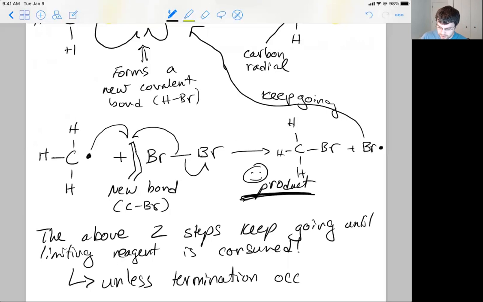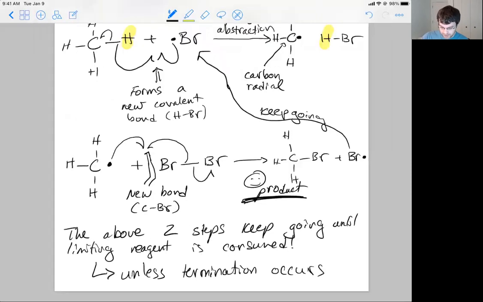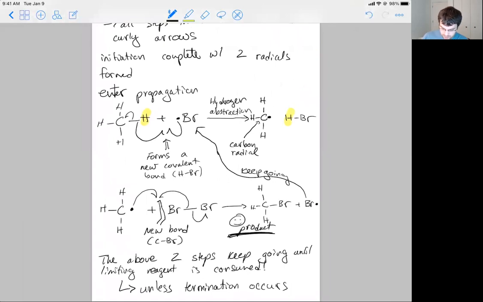Now, before I turn the page, let me just emphasize this. Termination is generally undesired. I'm going to show termination steps, okay? And when I do, I don't want you to think this is how the cascade gives product, because that's not true. The aforementioned steps are the way that product is formed, right? We form product in that second step that I've drawn.